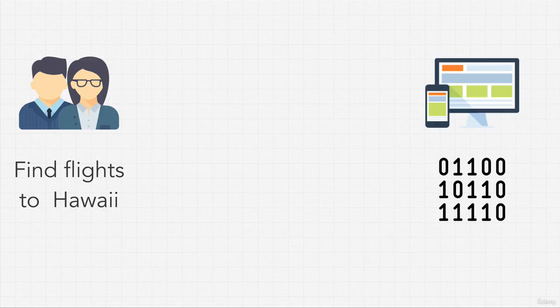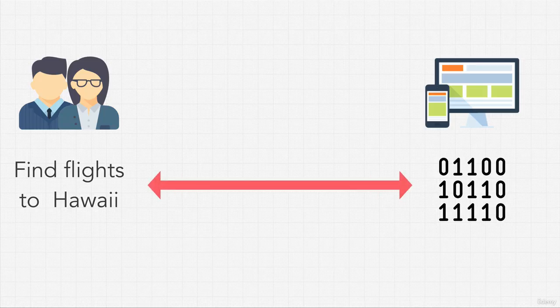So humans have developed programming languages that are in between human language and machine language, that is, zeros and ones. Some programming languages are lower level than others, that is, they're closer to machine language. And other programming languages are higher level than others, that is, they're closer to English or a human language.